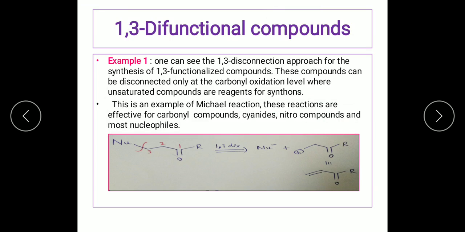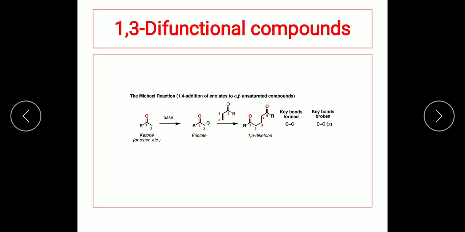The second hint is that when there are nucleophilic centers in the target molecules such as carbonyl, cyanide, nitro compounds or carboxylic acids and so on, wherever there is electron rich, wherever there are nucleophilic centers in the target molecule, then this is a typical example for the 1,3 disconnection. So these two factors, if you remember and keep in mind, then definitely you can go ahead for writing these kind of retrosynthetic equations. Okay, now let's move on with example number 2.